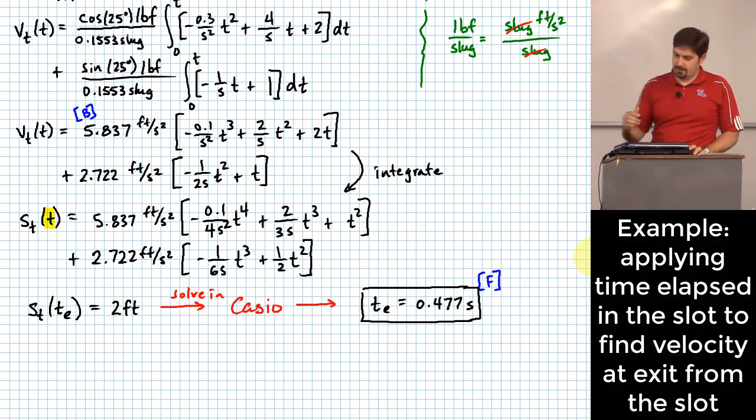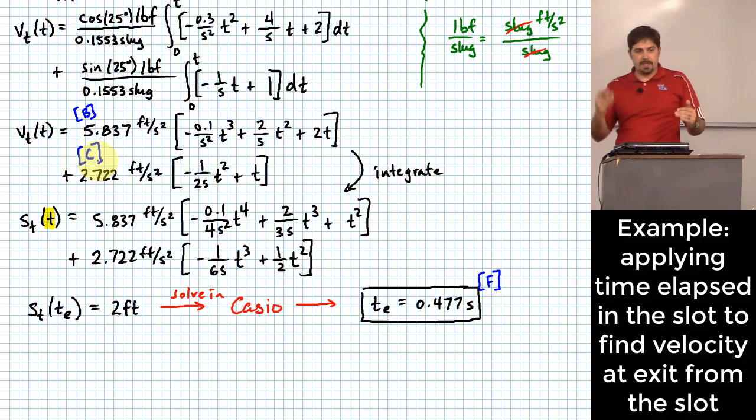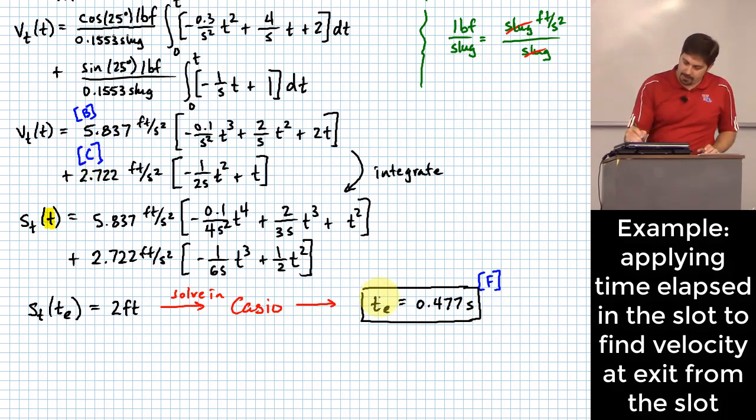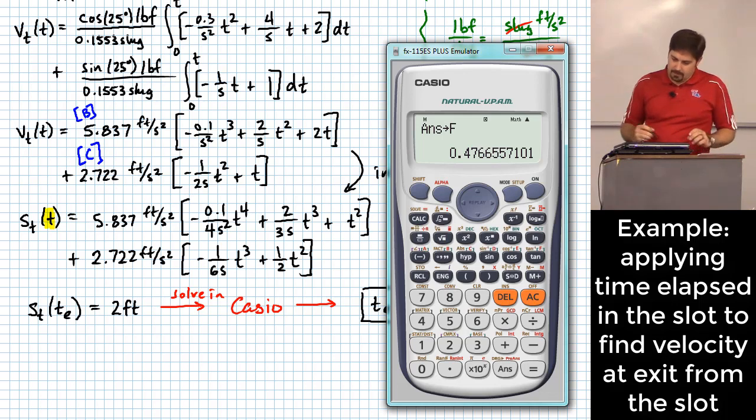Keep in mind this is B, this is C. I have an expression for V sub t of t, the tangential component of velocity at time t. And so I can just plug that value that I now have for t sub e back into this expression up here, and it will give me my velocity at exit. So we'll do that.